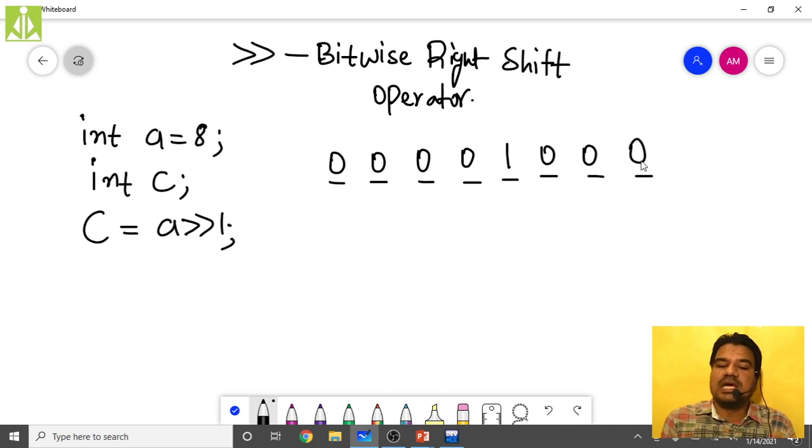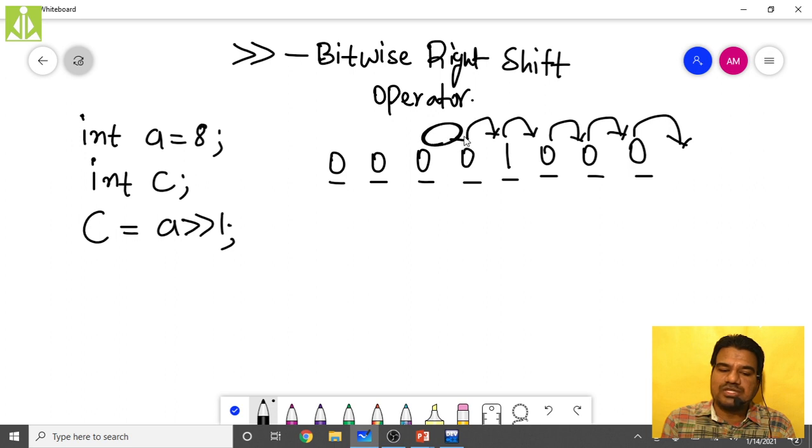Now perform the right shift. Previously we performed left shift; now you perform right shift like this. So this will come over here, this will come over here, this will come over here. All the bits will get shifted towards the right.